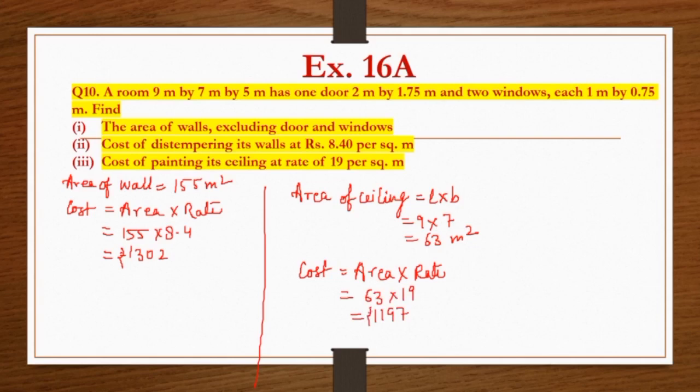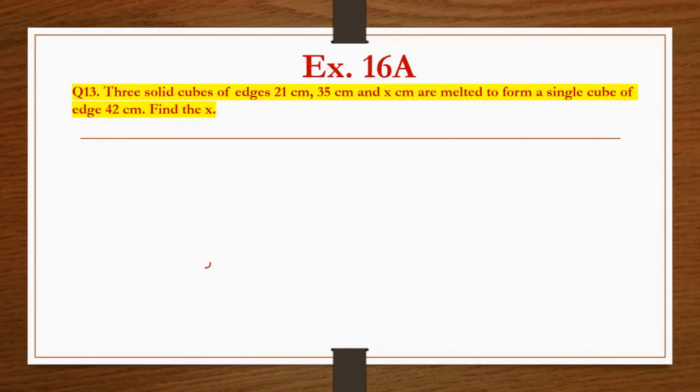Now come to the next question. Question number 13 says that there are three small cubes having dimensions 21, 35 and x, which are melted and transformed into a new cube having edge 42 centimeter. Whenever something is melted, obviously the entire capacity is melted. So it is talking about the volume of the cubes.